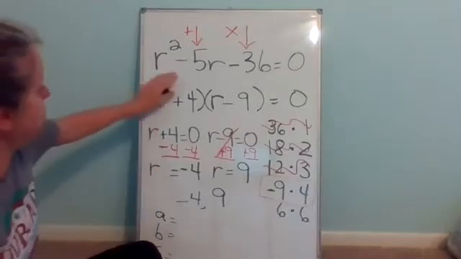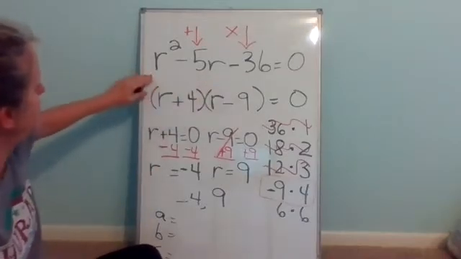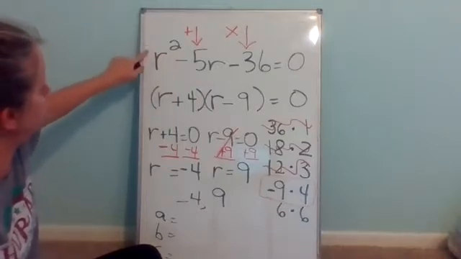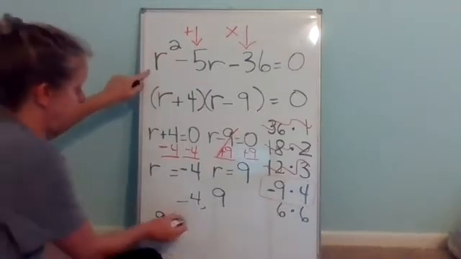Well, your A, coming back up here to the original problem, is the number in front of this squared term, or that r squared. The number in front of it, since I don't see a number, is automatically a 1.